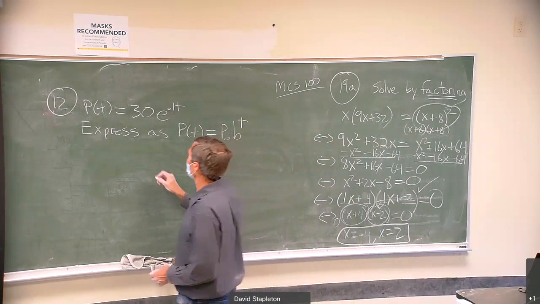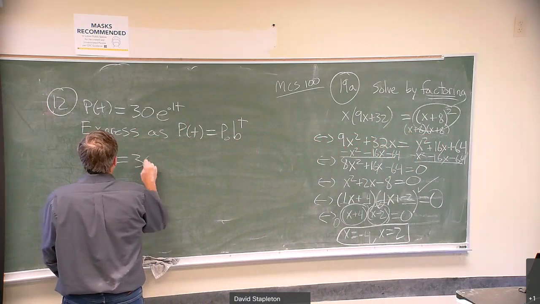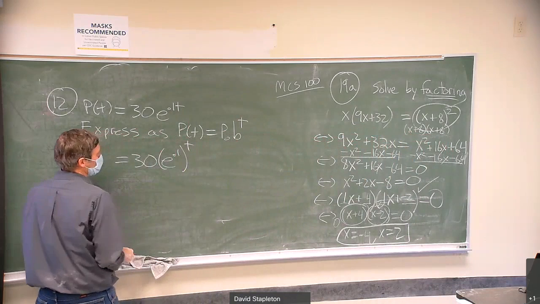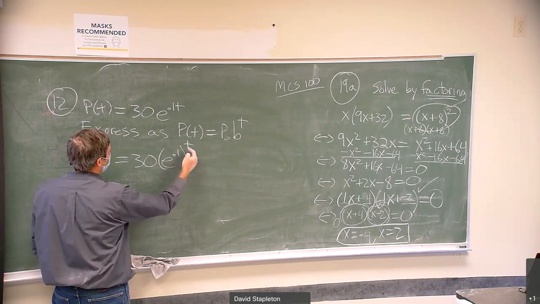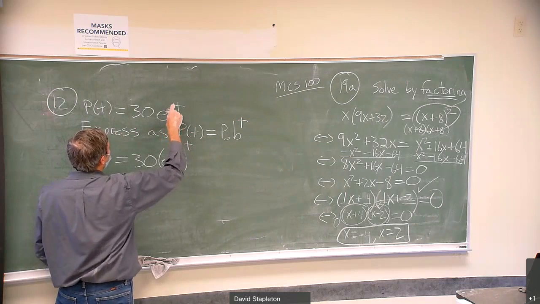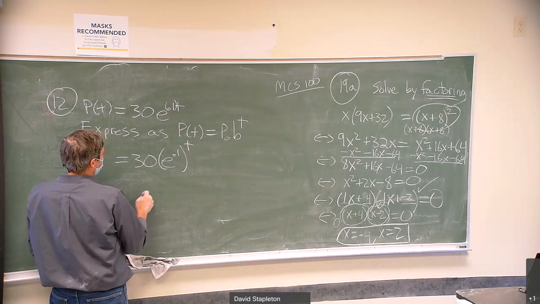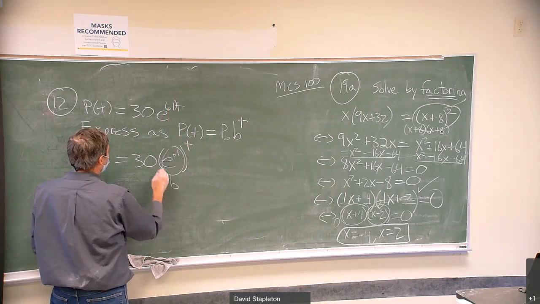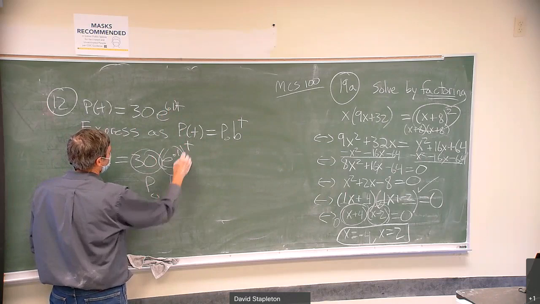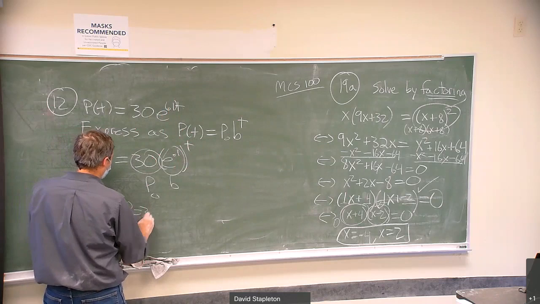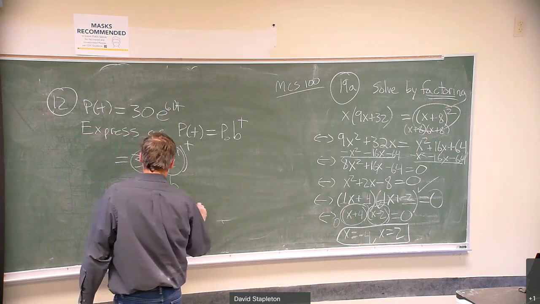What you do is you rewrite this as 30 times e to the 0.1, all to the t, by your property of exponents, right? A to the b to the c is a to the b times c. So 0.1 times t here can be written as an exponent of an exponent. And so this could be b, and this would be P0. Look how easy that is. So evidently P0 equals 30. B equals e to the 0.1.